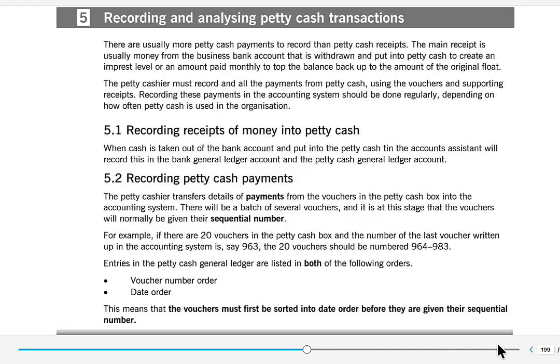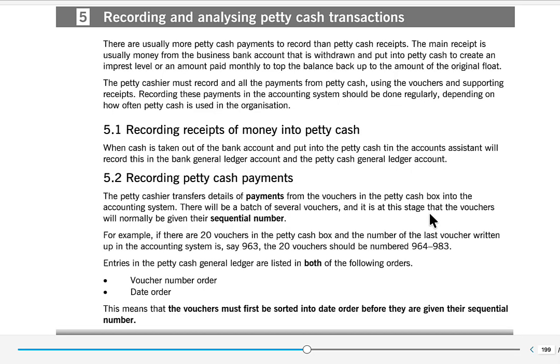Summary of Lesson 5.1. Let's finish with a clean summary. Lesson 5.1 teaches us that: 1. Petty cash is usually filled from the bank account. 2. The accounts assistant must record the cash going into petty cash. 3. The double entry is debit petty cash, credit bank. That is the complete meaning of Lesson 5.1. If you're ready, the next lesson is Lesson 5.2. That lesson explains how we record petty cash payments, meaning money going out of petty cash.